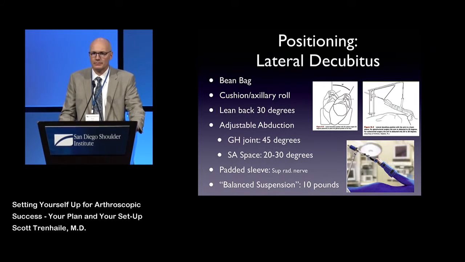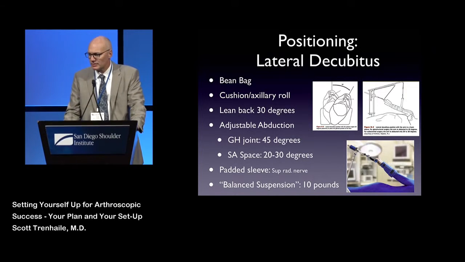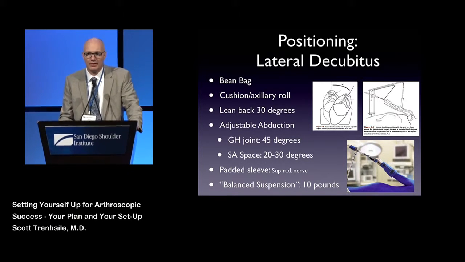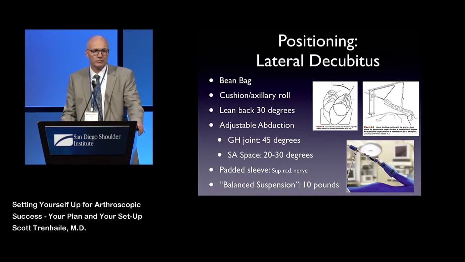I do everything in the lateral decubitus position. There are gobs of arguments about which way you should go with this. For me, the lateral decubitus is quick, reproducible, safe. Certainly you put the patient on the bean bag with an axillary roll, lean them back 30 degrees, and you can adjust how much abduction you need. You need to be careful to pad the forearm for superficial radial nerve injury and use only 10 pounds of balanced suspension traction.